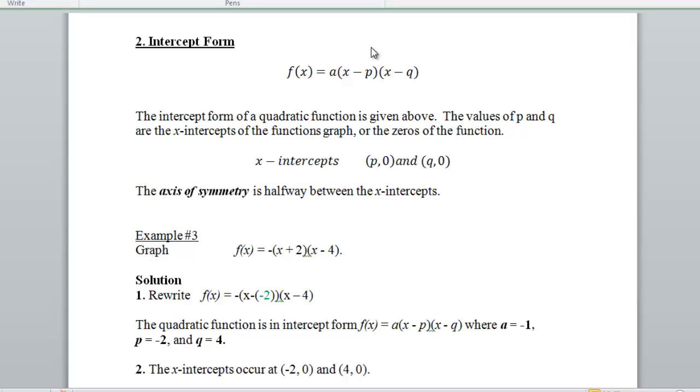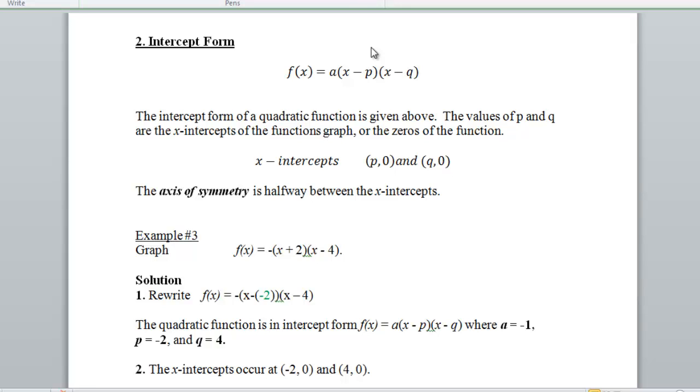The third and final form of a quadratic that we're going to show you is what we call intercept form. We learned standard form of a quadratic, which was similar to polynomial standard form, and then we learned vertex form, which simply gave us directly the vertex of the quadratic. This time we call it intercept form because it's going to give us our zeros of the function.